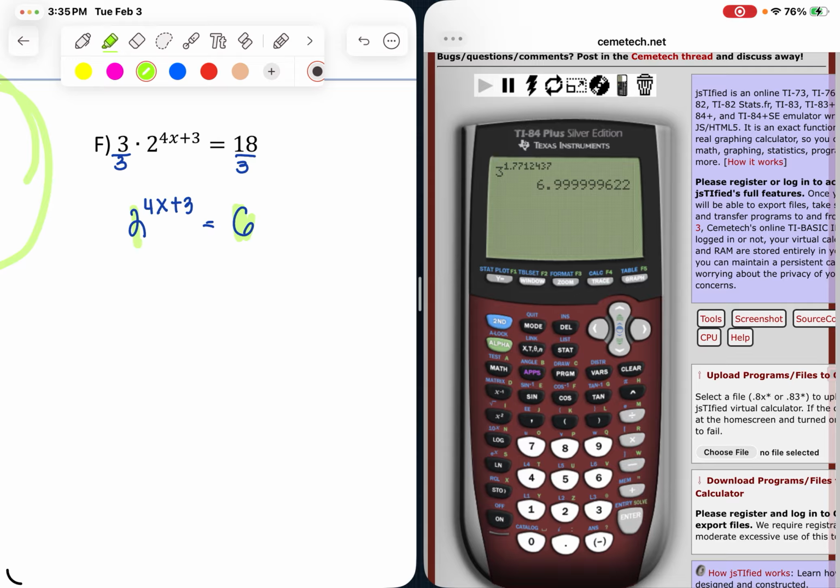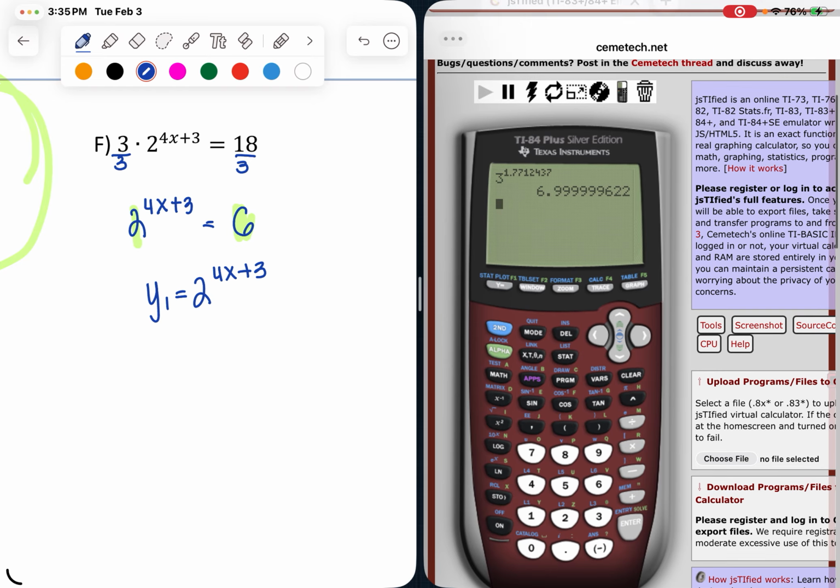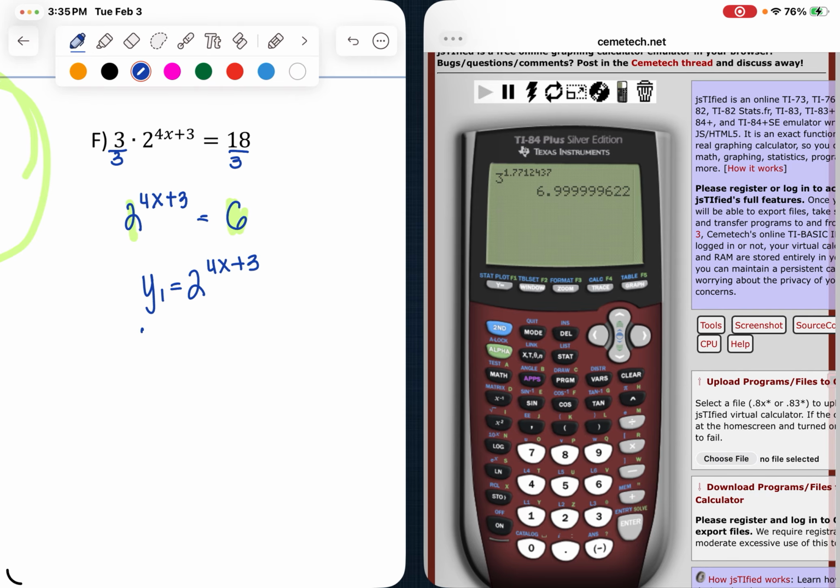So we're going to use the same method that we used on the last one, okay? In y1, we're going to put the left-hand side of the equation, or the right, it doesn't matter. And in y2, we're going to put the right-hand side. So y equals 2 to the 4x, plus 3. And then here's 6. Hit graph.